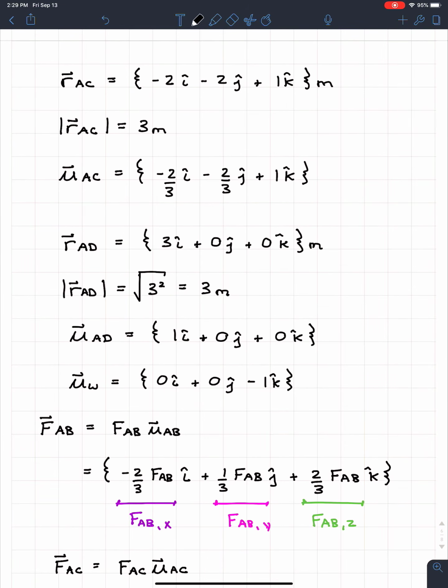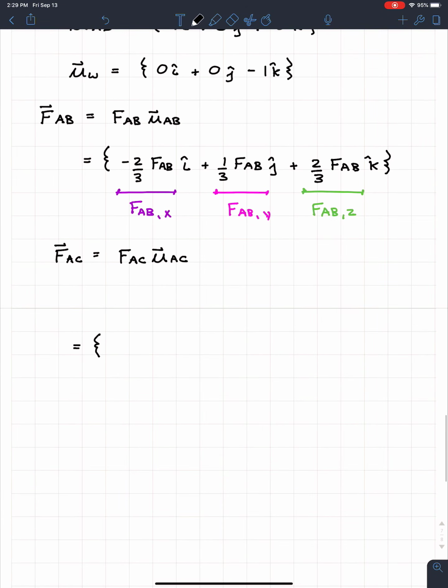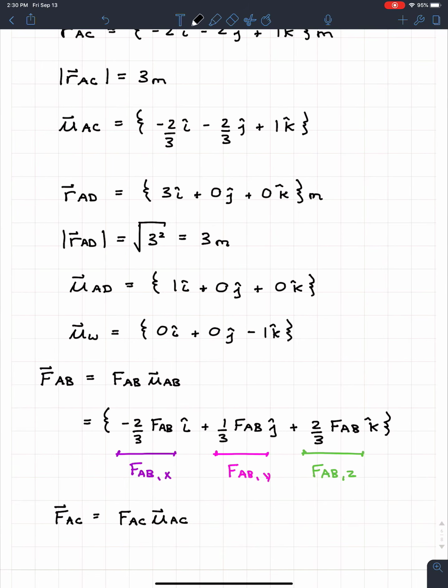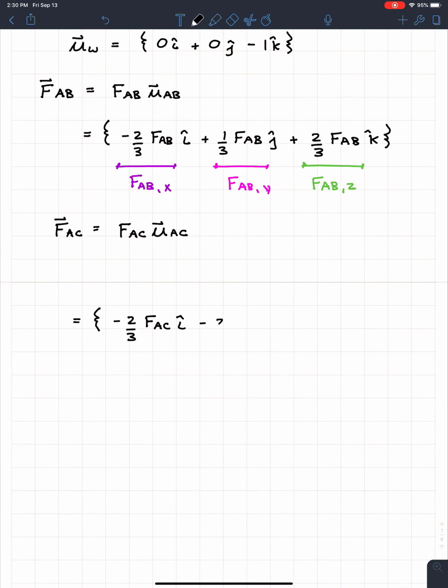We got FAC's first component as negative 2/3 i. So what we're going to have is negative 2/3 in the i direction, but we have to multiply it by FAC, and that's in the i direction. We're going to scroll up to the next component over here. It's again negative 2/3, minus 2/3 FAC, and this one's in the j direction. And finally, we're going to have plus 1/3 FAC in the k direction. All right, so now we've got two of the vectors already.